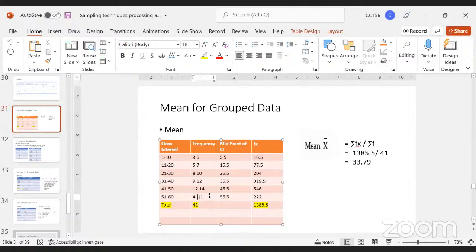The formula is sum of fx by sum of f. First, see, the midpoints are already available here, so take the same midpoints. Now do f into x. f into x is 6 into 5.5. You need to do that, and then total it up.